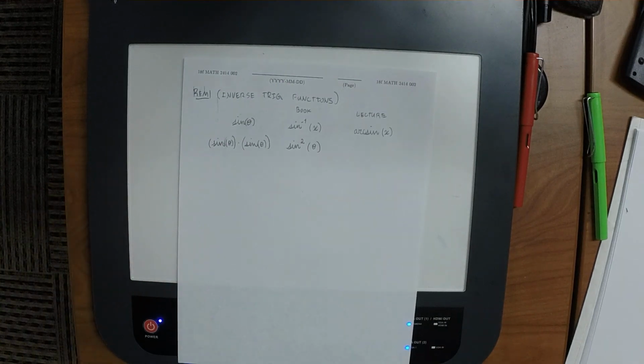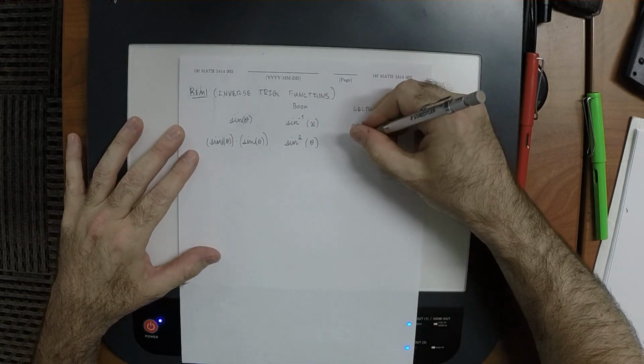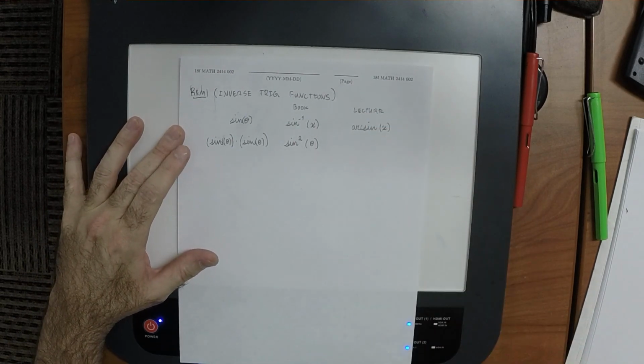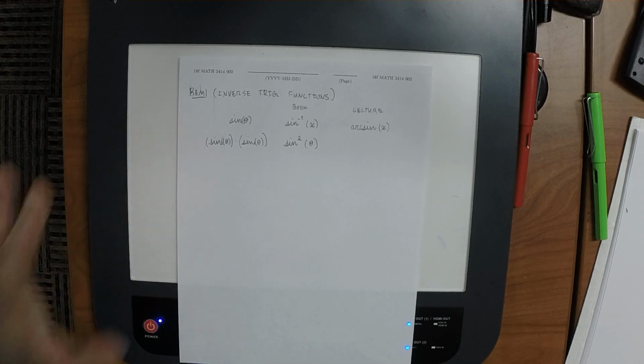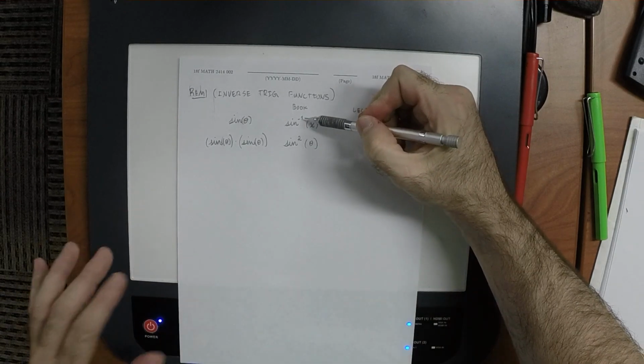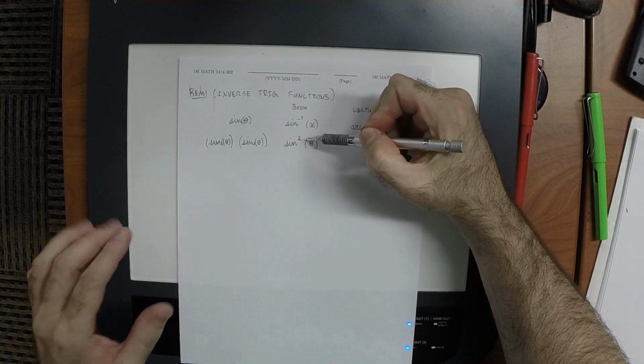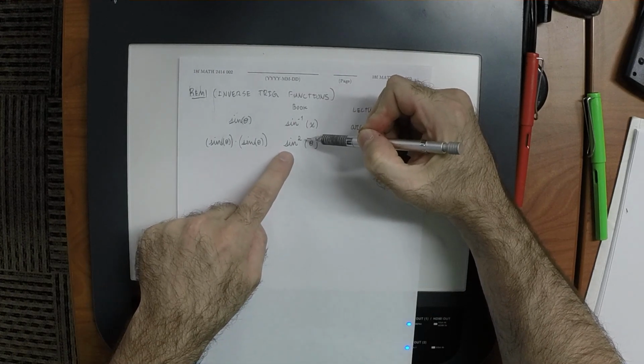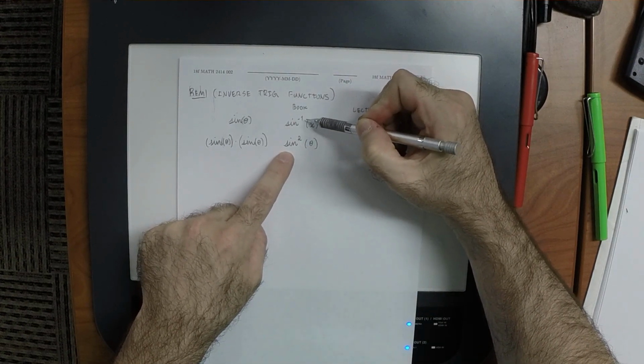I think that is reprehensible. I wish the author were here so I could ask them to leave. Okay? This is terrible, terrible, terrible. And the reason is because if this exponent here means square, then surely that one should mean reciprocal.